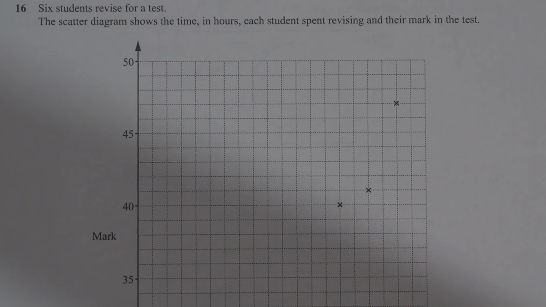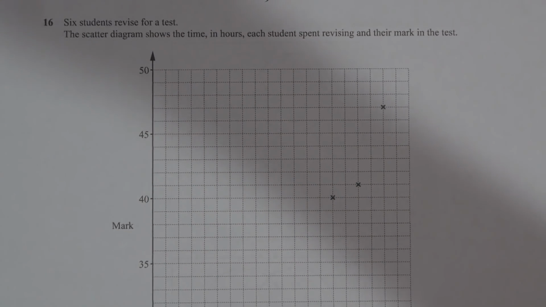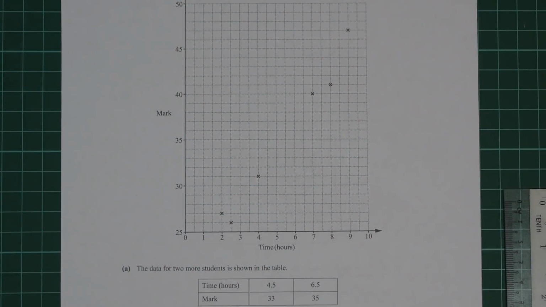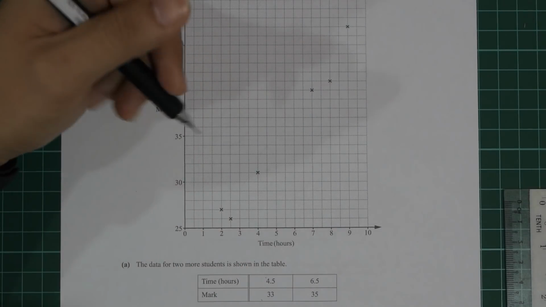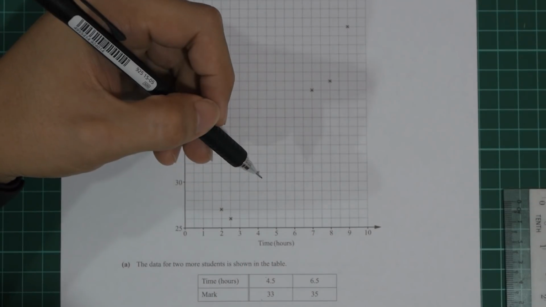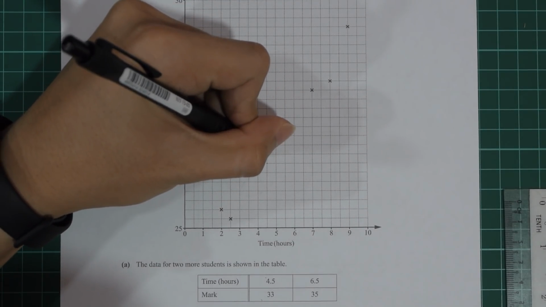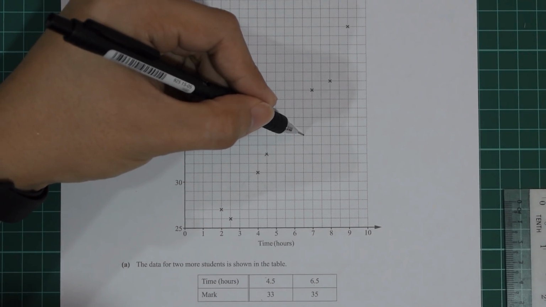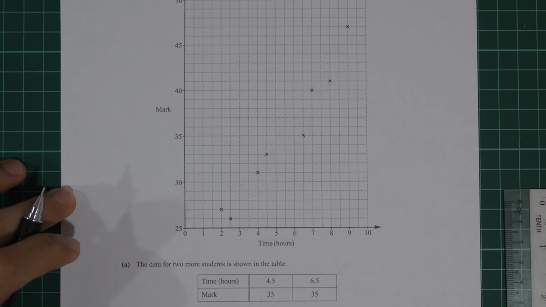So for the following question, question 16, the first thing you need to do is to plot down the points that were given. Then they are looking for the correlation.